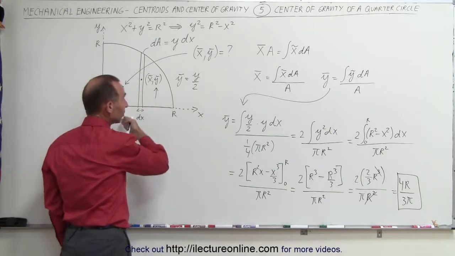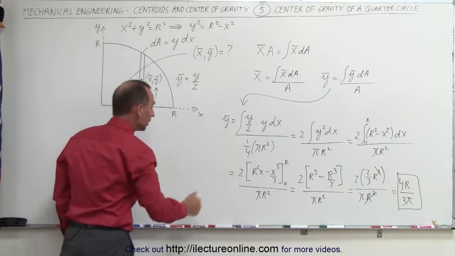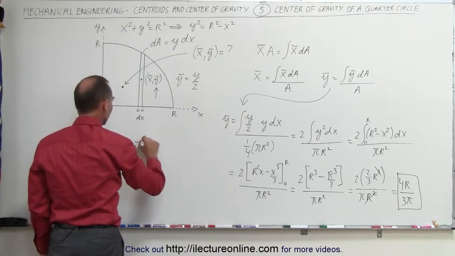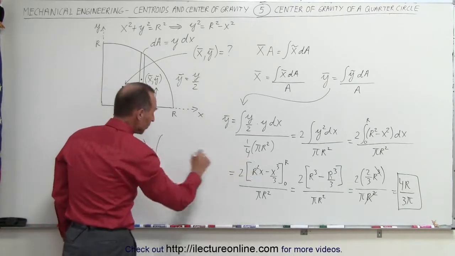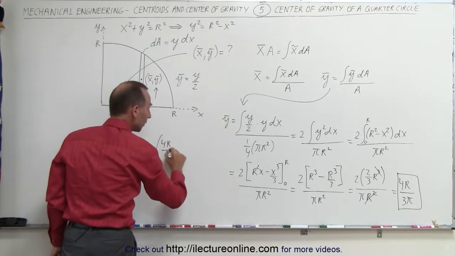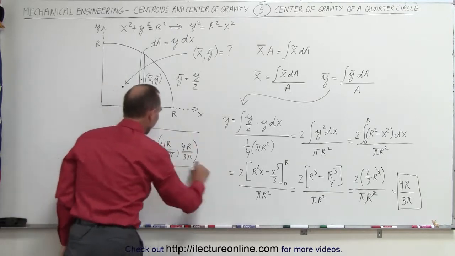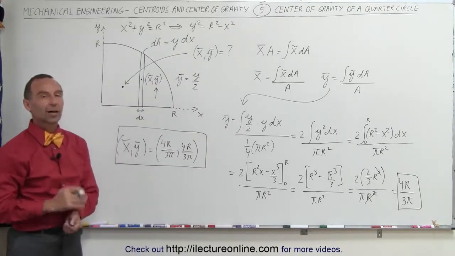And because of the perfect symmetry, I know that the x coordinate will be exactly the same thing. So therefore I can say that in this case, the x coordinate and the y coordinate of the center of gravity is equal to 4r divided by 3 pi for the x coordinate, and 4r divided by 3 pi for the y coordinate. And that's how we utilize those equations to solve for the center of gravity of a quarter circle.